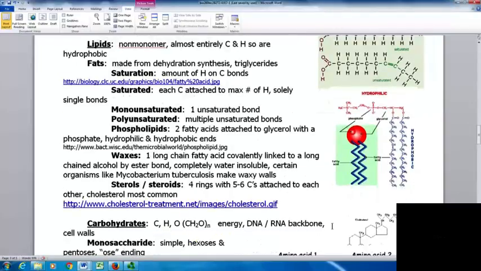Waxes, these are going to be one long chain fatty acid covalently linked to a long chain alcohol by an ester bond. They're completely water insoluble. Certain organisms like Mycobacterium tuberculosis will make waxy walls.